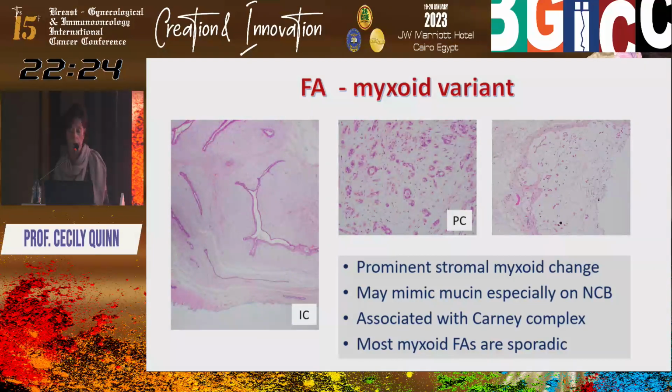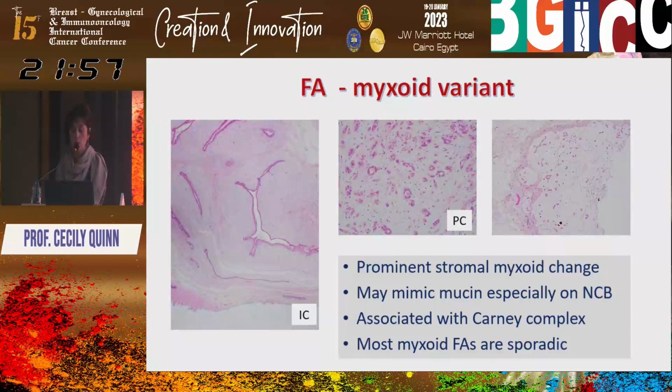The myxoid variant of fibroadenoma is interesting. It's characterized by very prominent stromal myxoid change. Now, this is usually quite obvious on histology. We know that these tumors are associated with the Carney complex. They're usually sporadic, however, and they can actually mimic mucinous carcinoma on core biopsy.